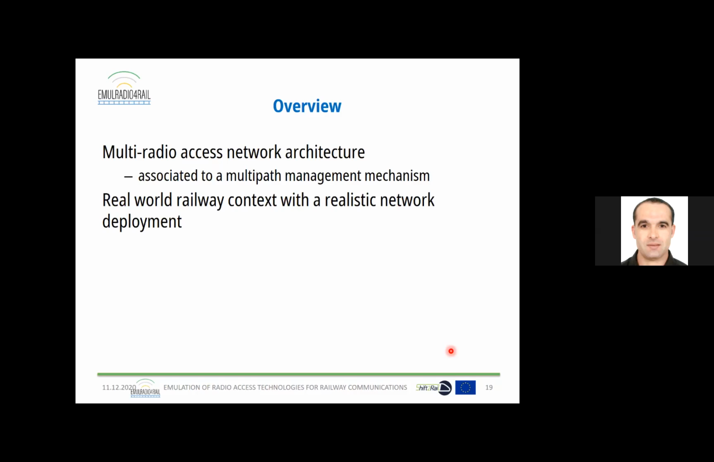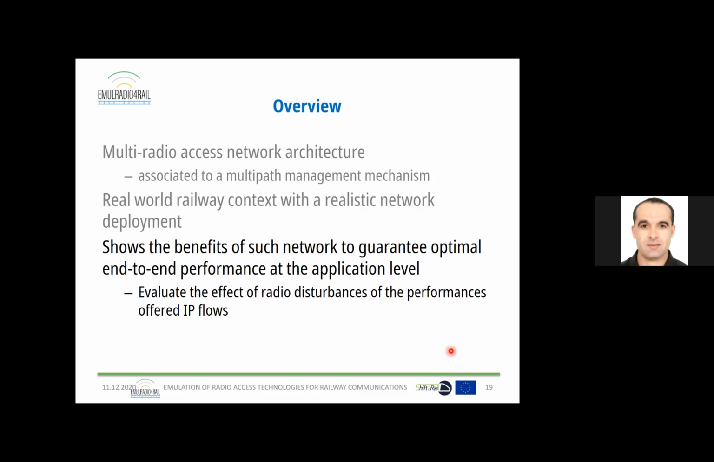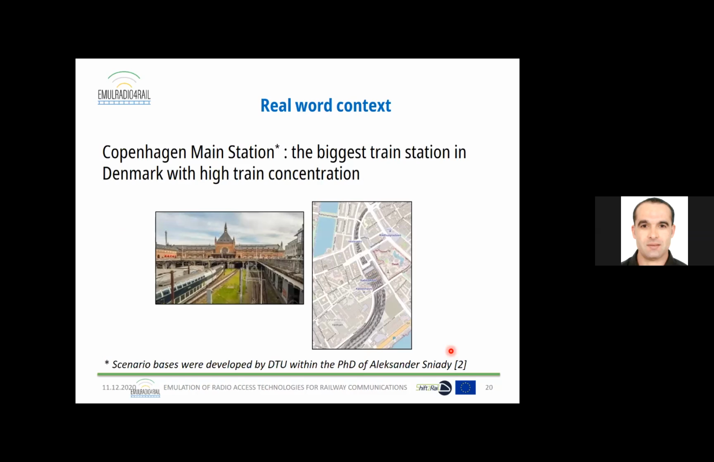And we consider a real-world railway context with a realistic network deployment. And the goal is to show the benefits of such network to guarantee optimal end-to-end performances at the application level. And we try to evaluate the effect of radio disturbances on the performances offered to IP flows. So as a real-world context, we consider the Copenhagen main station as an example of high-density area.